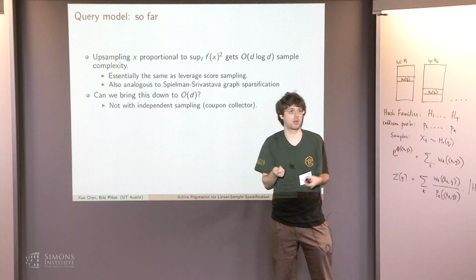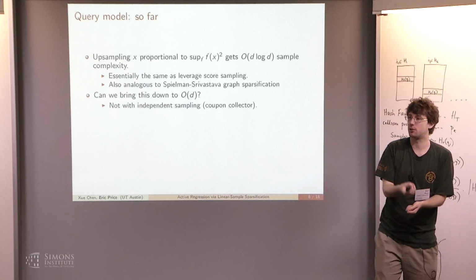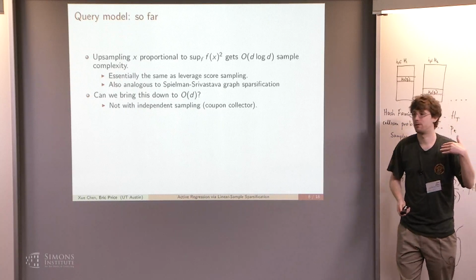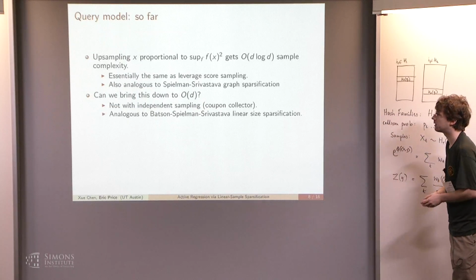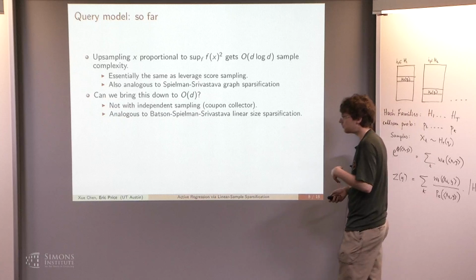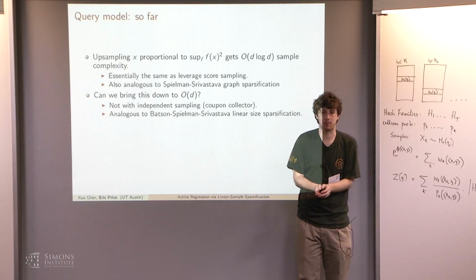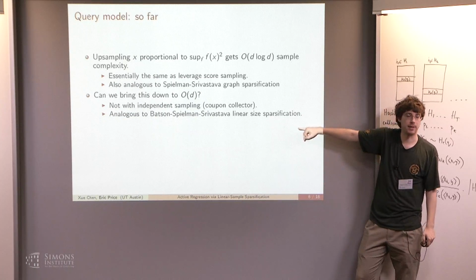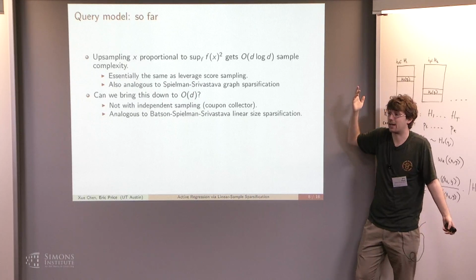You can show again by coupon collector that if your x1 and x2 up to xd are all drawn from the same distribution, then you would need d log d samples. But if you do it with non-independent sampling, then in fact you can avoid this. So this is analogous to BSS, which is the linear sample graph sparsification, but BSS doesn't work for this setting because it's deterministic.